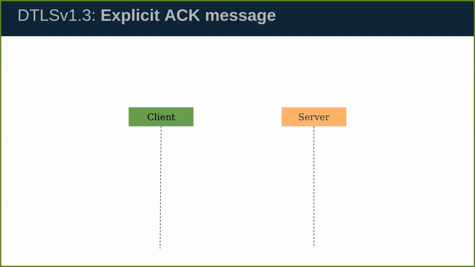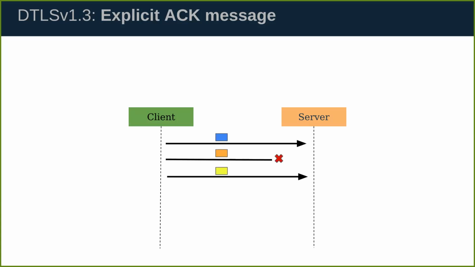Another new feature of DTLS 1.3 are the explicit acknowledgements. This is a special new handshake message introduced in DTLS 1.3, acknowledgements or ACKs for short. Here we'll see an example of how ACKs work. Let's say the client sends 3 handshake messages and the second handshake message is dropped, or for some reason it just doesn't arrive at the server.